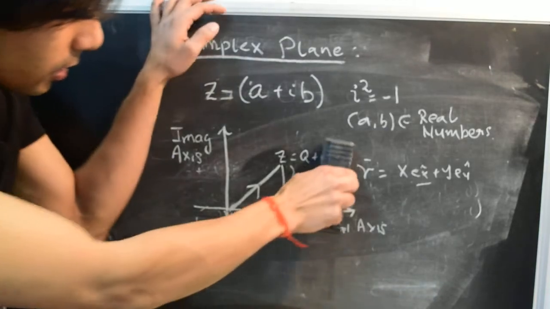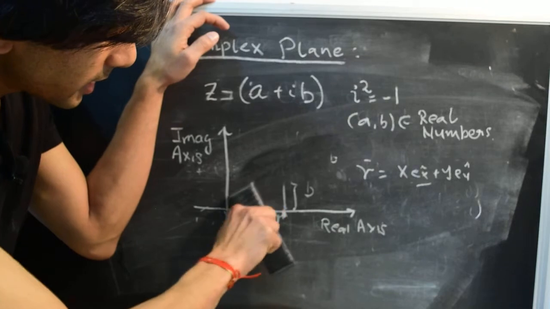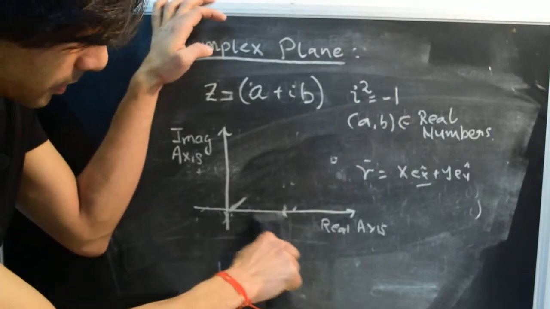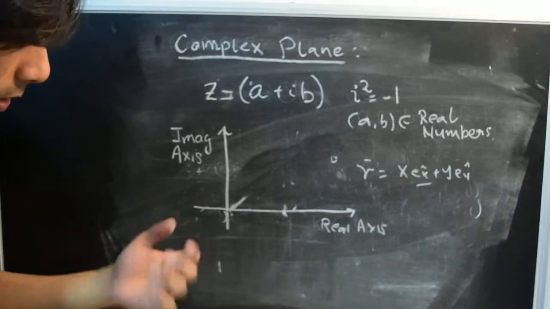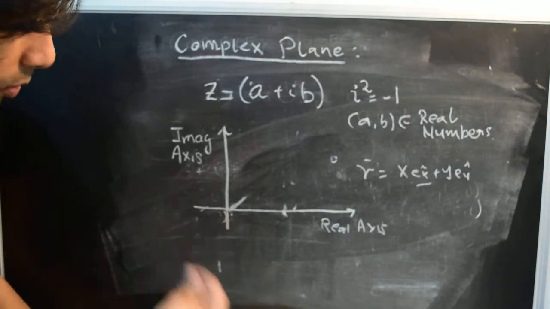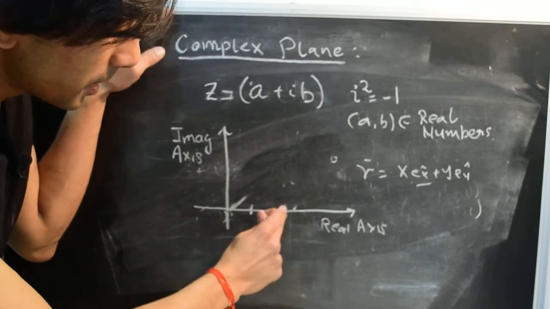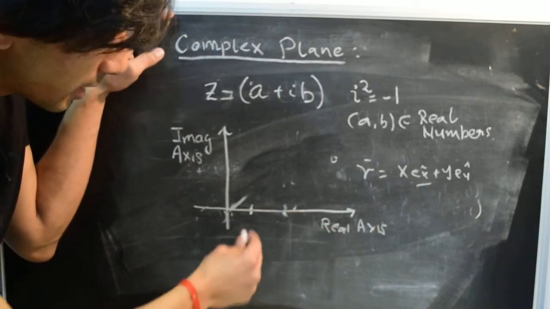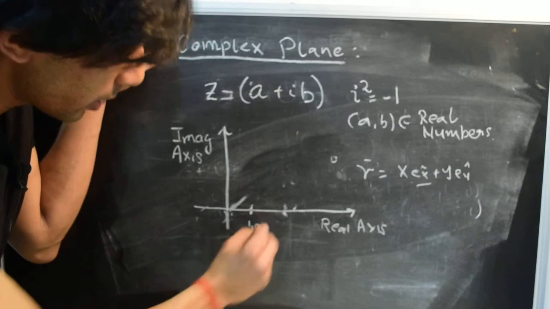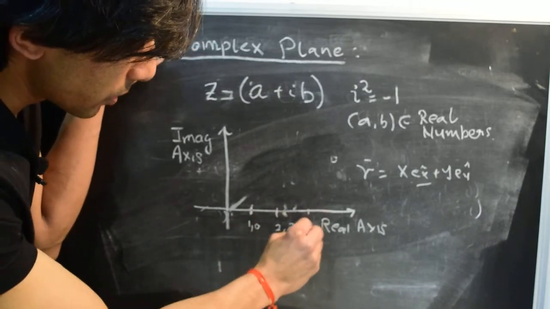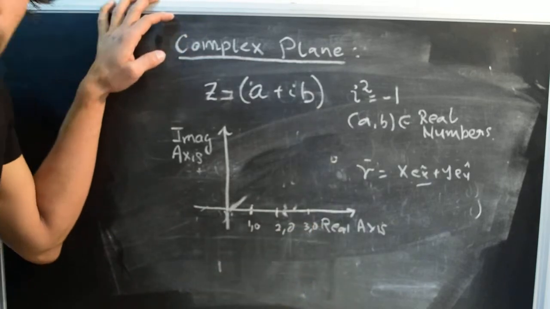Now, just to make this transparent, let's take some examples. One way of drawing or labeling points on this complex plane is to label points 1 unit along the x-axis. So we move 1 unit here. Similarly, this is 2 units along the x-axis. This could be 3 units along the x-axis.